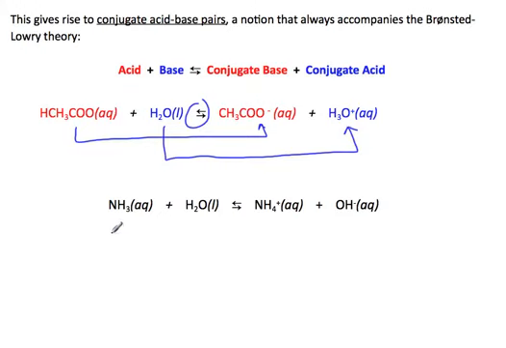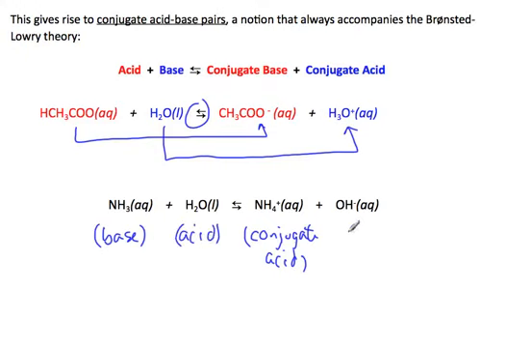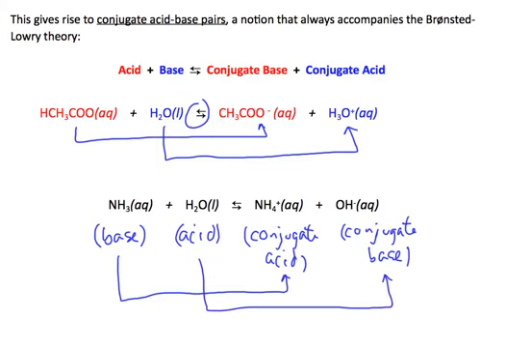So that means the ammonia must be acting as the base. And if ammonia acts as a base, its conjugate acid is what it becomes after it gains that proton. And so there's your conjugate acid. That means water must have been acting as an acid in this case. And when water acts as an acid, it donates a proton. And so there's the conjugate base, what it becomes after it donates that proton, after it loses a proton. So base, conjugate acid pair, acid, conjugate base pair. You can look at it this way.